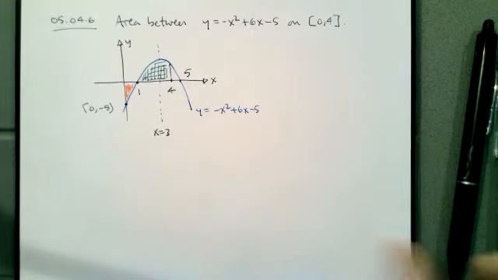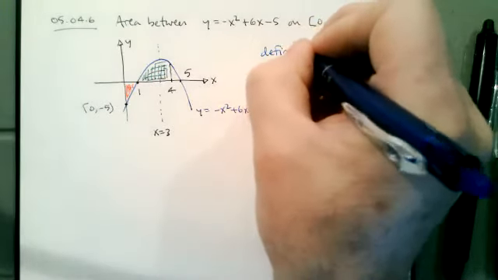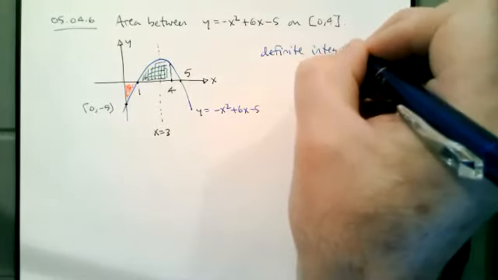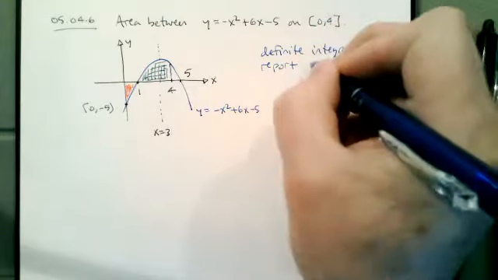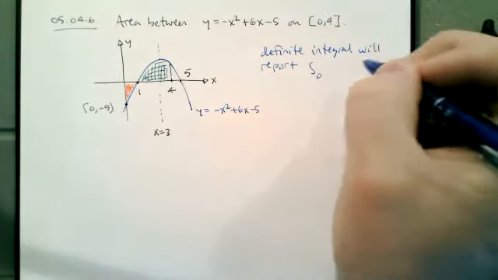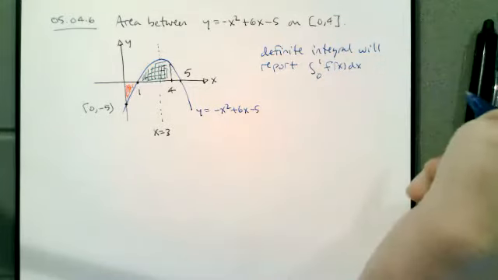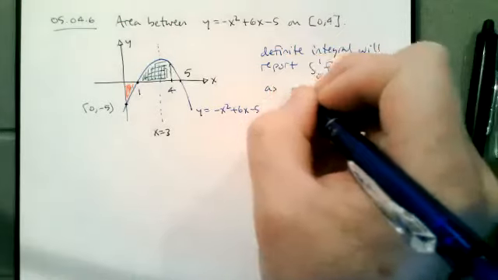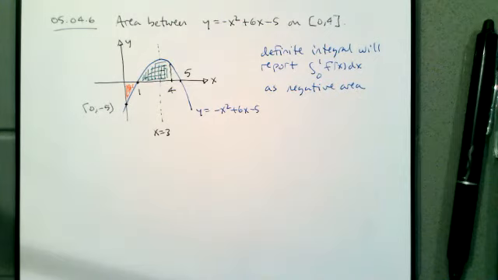So the definite integral will report the integral from 0 to 1 of f of x dx as negative. So we're going to have to take the absolute value of that to find the area. Otherwise, that negative area will cancel out some of the positive area.